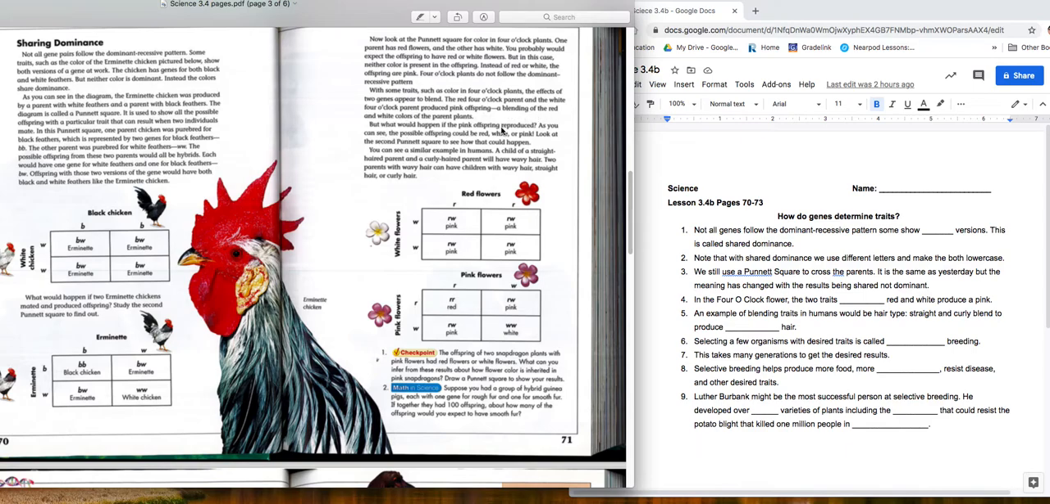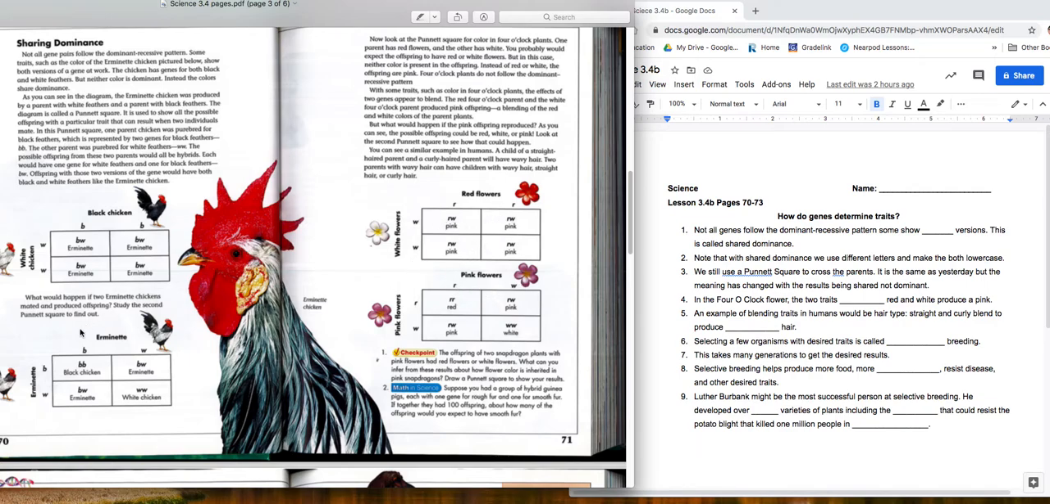But what would happen if we take the pink offsprings as they produce? As you can see, the possibilities could be red, white, or pink. Look at the second Punnett square to see how that could happen. So guys, they're identical. I got two reds, I got two whites. We put them together, red, white, red, white, red, white, red, white. Those blend to make all pinks.